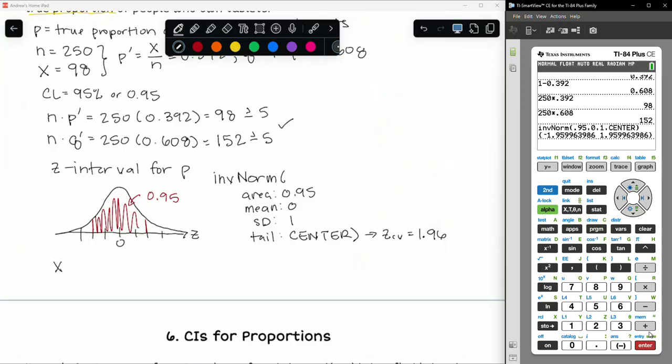Last thing we're going to do, we're going to calculate our confidence interval. So p prime plus or minus critical value times standard error for a proportion, the square root of p prime q prime over n. So p prime is 0.392 plus or minus 1.96 times the square root of 0.392 times 0.608, all divided by our sample size, which is 250.